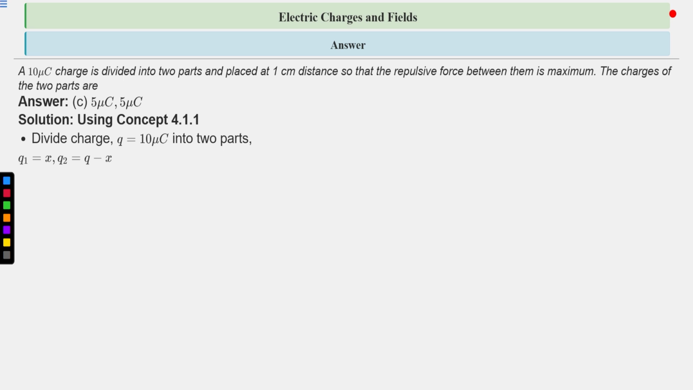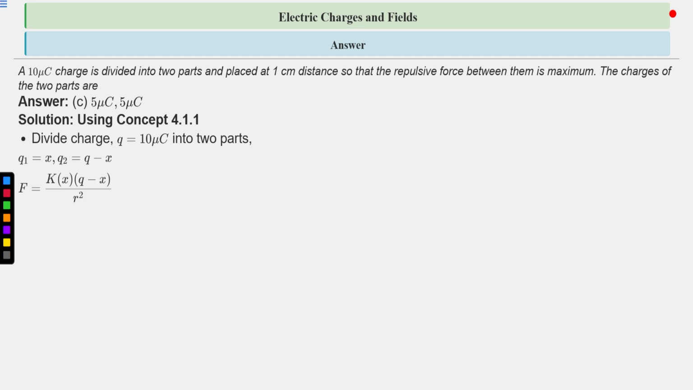So let's assume Q1 equal to x and Q2 equal to Q minus x. Means we are assuming Q equal to 10 microcoulomb, and the charge we have divided into two parts. The charge on the first part is x, Q1 is the charge on first part, that is equal to x, and Q2 is the charge on second part, that is Q, the total charge, minus x.